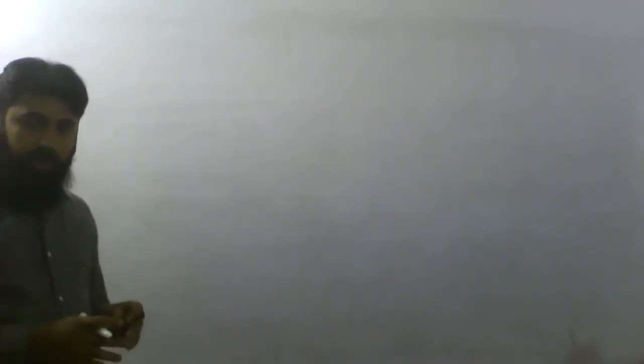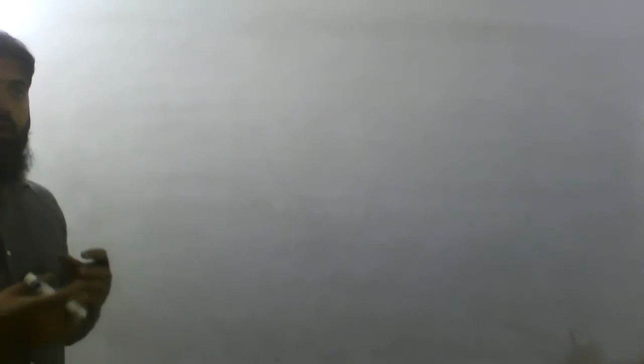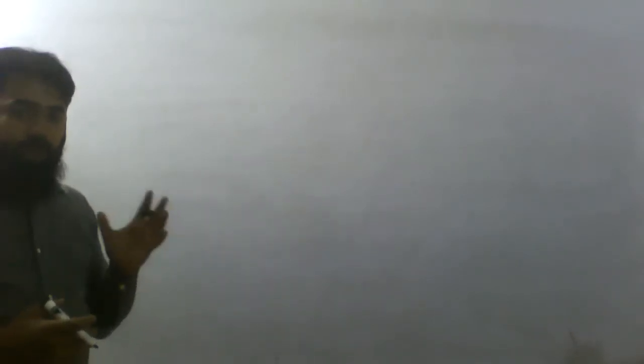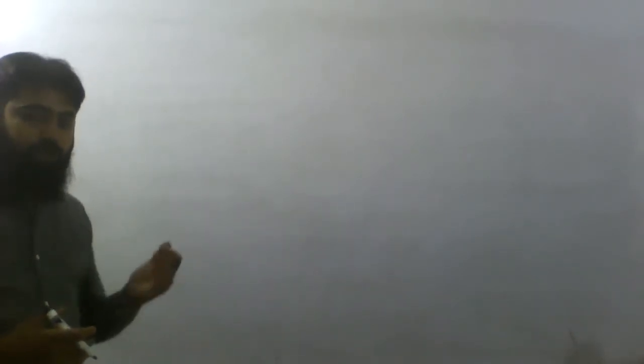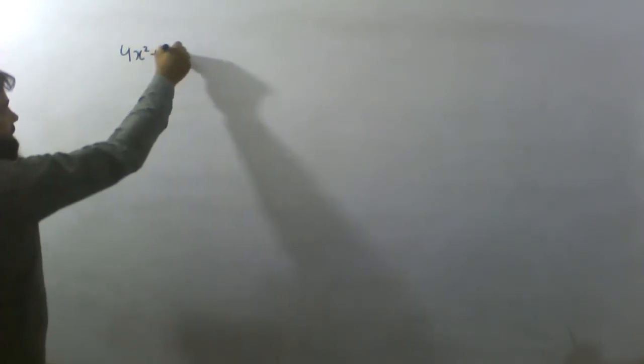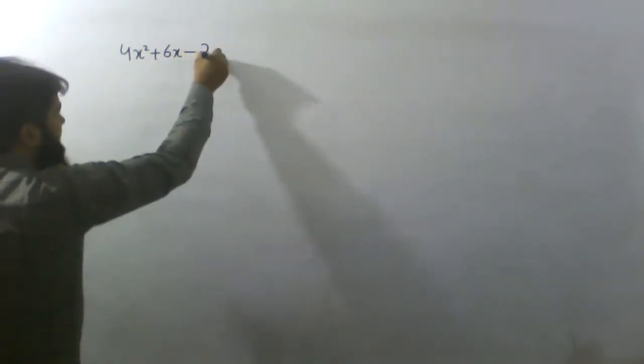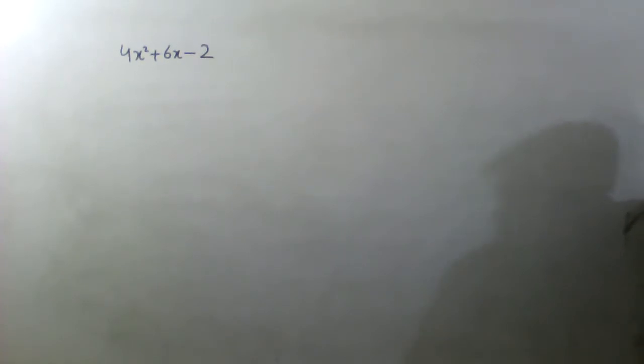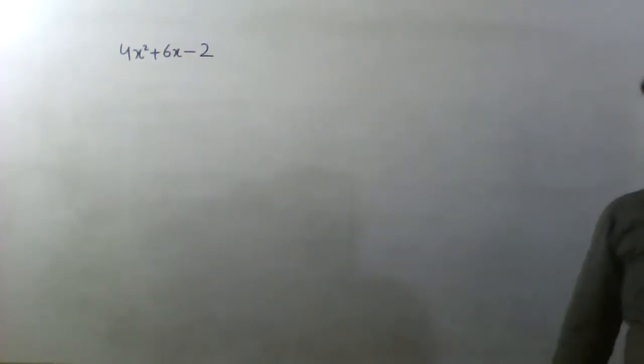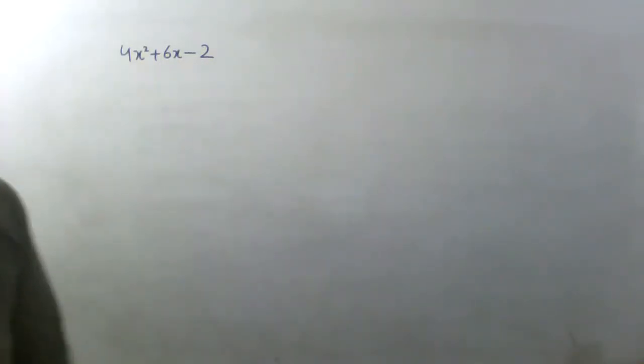Before starting with my question number 2E, I'm just explaining some concept of taking common. Understand that thing, and then we will do question number 2 part E. For instance, I'm given 4x square plus 6x minus 2, and they are telling us to find a common from here. So how will I find that common?